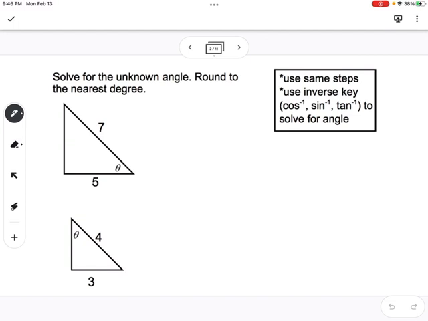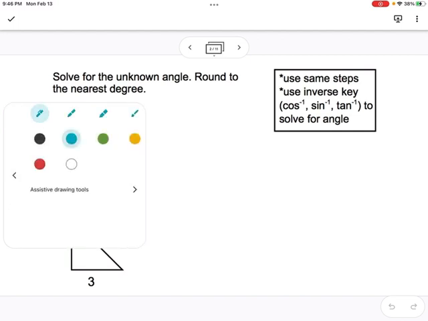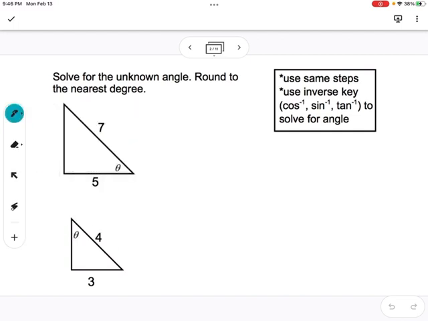Here, solve for the unknown angle. Round to the nearest degree. To do this, we want to label our sides. So if our angle's here, we have our hypotenuse as our longest side across from the 90 degree. The side that is beside the angle is the adjacent side.